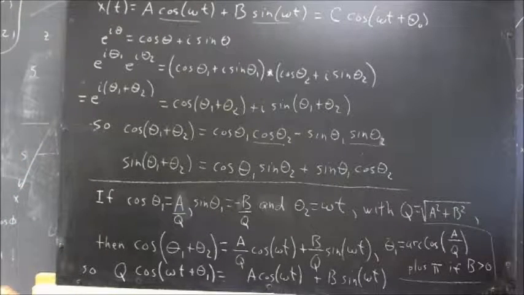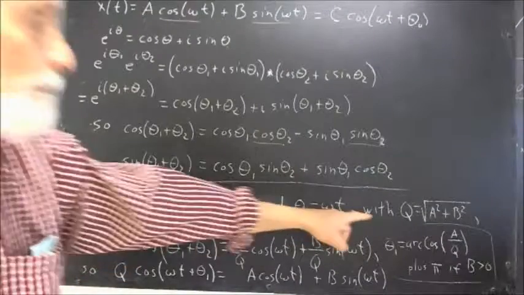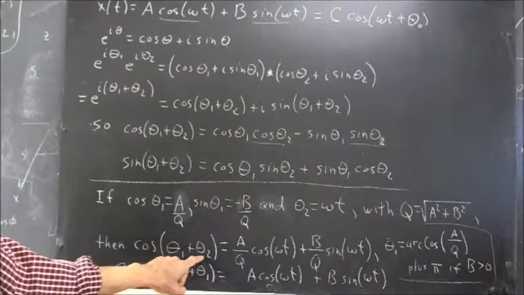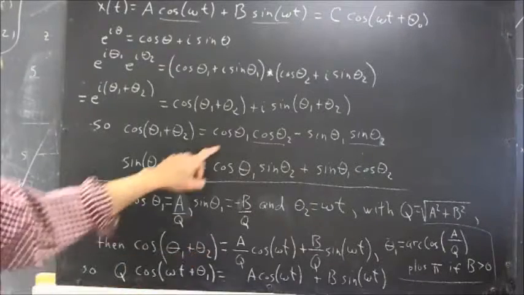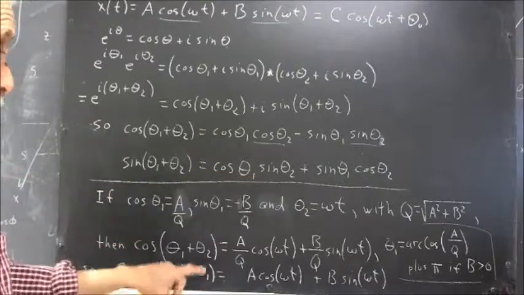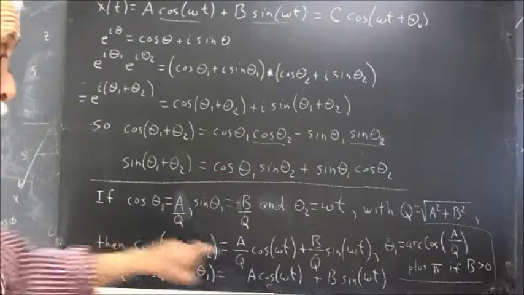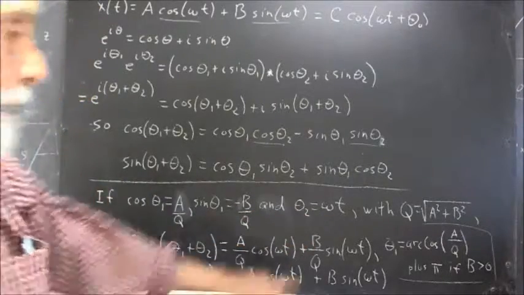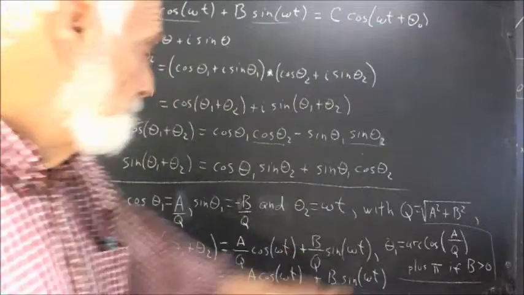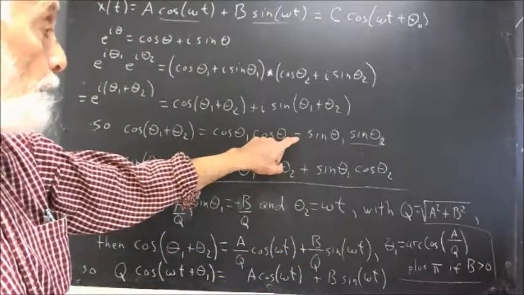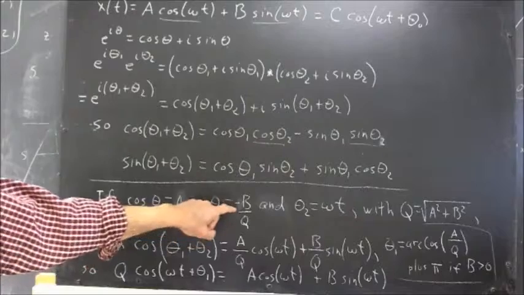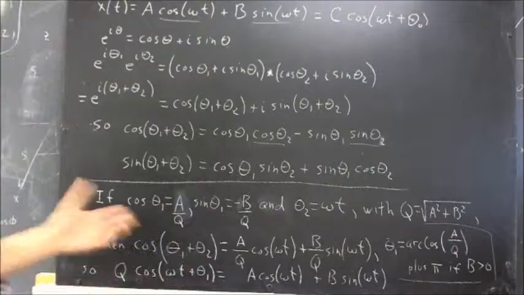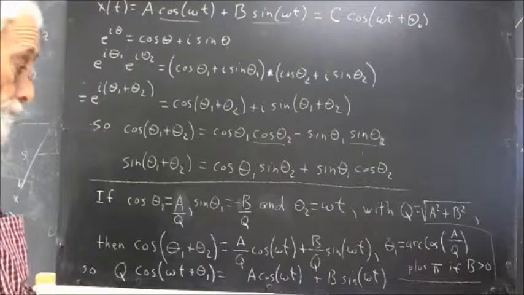Okay, so what we get, if we make these conditions, is that cosine of theta 1 plus theta 2 is then going to be, well, cosine of theta 1 times cosine of theta 2, which is a over q times the cosine of omega t, and we got b over q here times the sine of omega t. We get a plus here where we had a minus here by letting the sine of theta 1 equal negative b over q. Okay, so we get this, and it might be a little difficult to see how it's motivated.